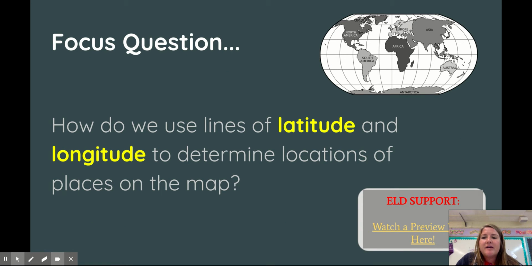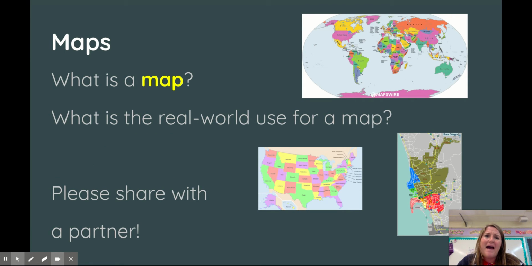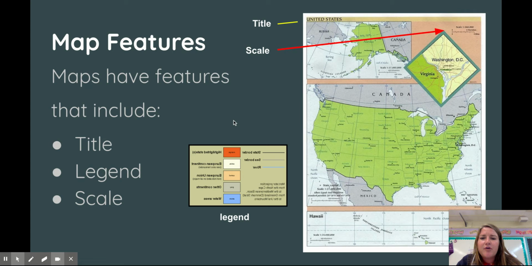This week's focus question: how do we use lines of latitude and longitude? I'm going to be reading some of this with you so that when you are taking today's Google form, you can go ahead and fill it out. Maps. What is a map? Why do we use maps? We're going to be talking about this in today's lesson, or we've already talked about this, but I'm going to go over some of the slides and skip over some things.